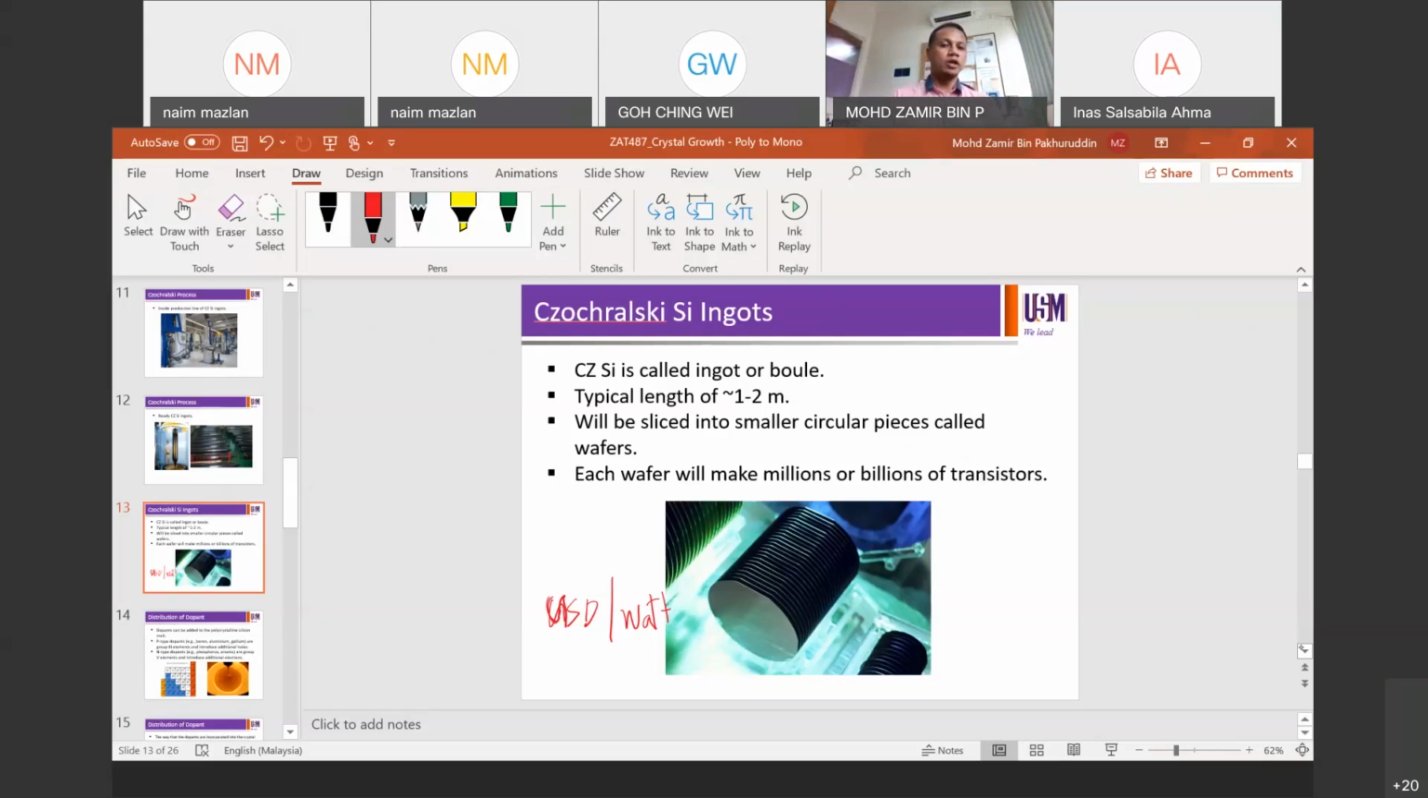You'll see later on, right? So this means that you can to some extent control the homogeneity of the distribution of impurities within the whole ingot. Okay, so each wafer here will make millions or billions of transistors. You've seen yesterday when we talked about Kirin 990s, tens of billions of transistors in the area, right?